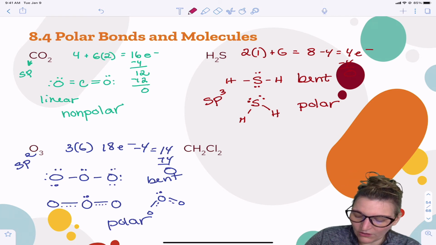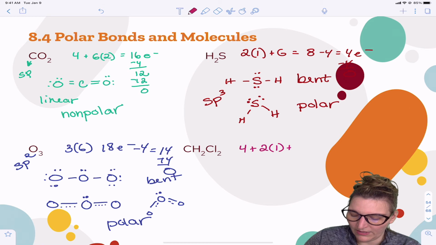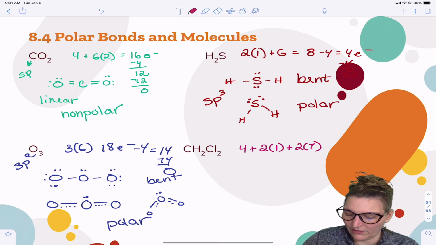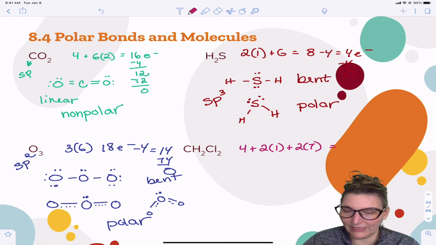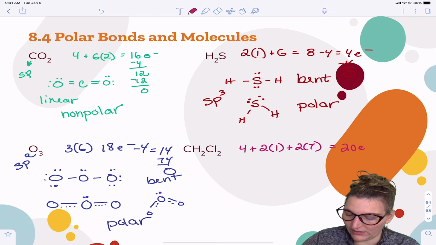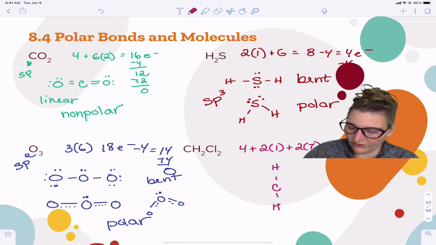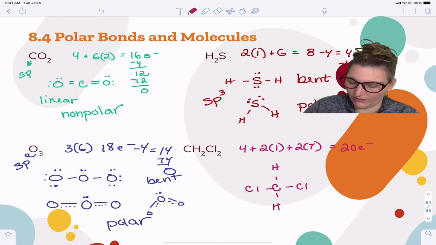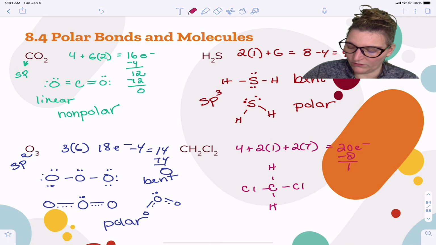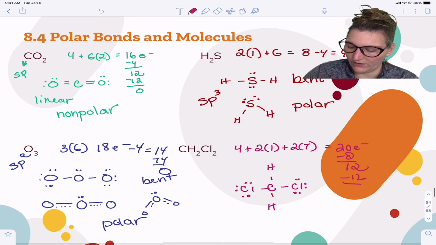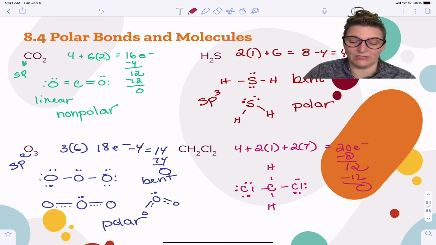CH2Cl2, carbon, 4 valence electrons. Each hydrogen has 1, and each chlorine has 7. So 14 plus 2 is 16, plus 4 is 20 electrons. Carbon in the middle, hydrogen, hydrogen, chlorine, chlorine. I just used 8, which gives me 12 left over. 1, 2, 3, 4, 5, 6, 7, 8, 9, 10, 11, 12. Everything has a full octet, so I am done.